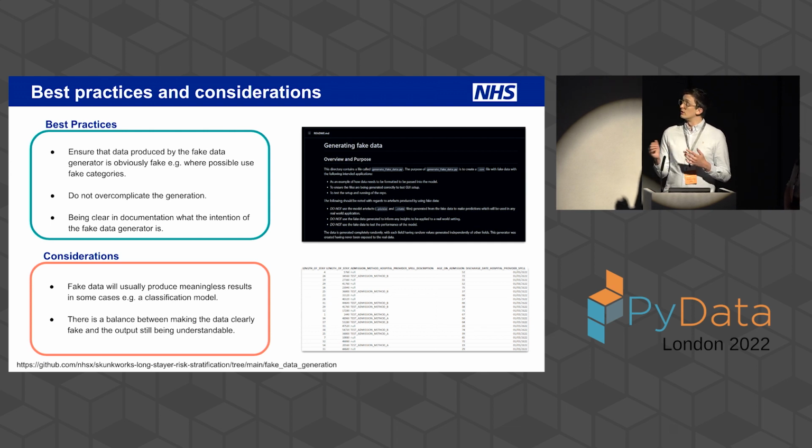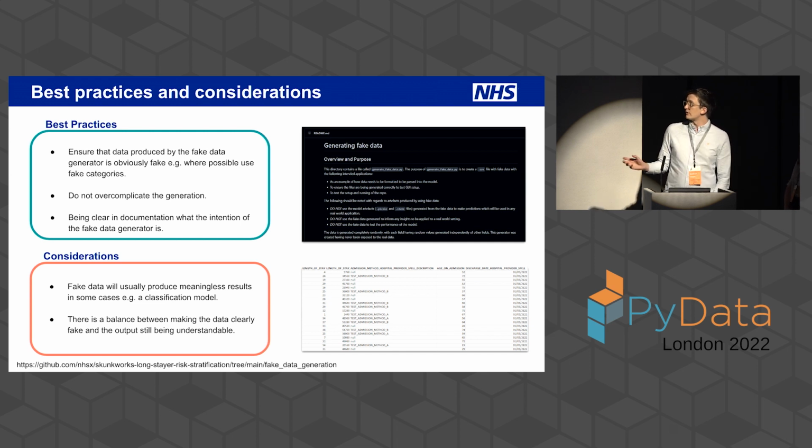And finally, you'll notice that these best practices are all related. You need to be really clear in your documentation about what the purpose of the fake data generator is. On the top right, there's a snippet from one of our pieces of documentation, which might be a bit small on this screen, but it emphasizes what you should use the fake data for: testing plumbing, testing code, working out how a piece of code works. And what you shouldn't use it for: don't try and use it to produce model artifacts or predictions, don't use it in real-world settings, and don't use it to test the performance of your model, because it just doesn't make sense.